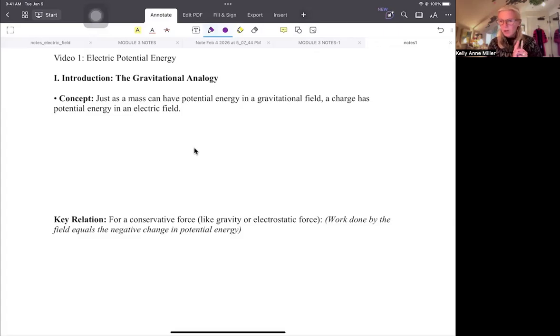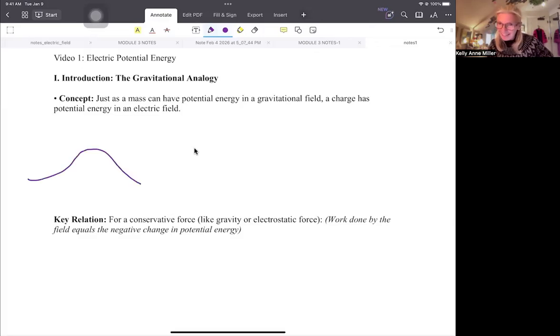Okay, so remember mechanics: if you have something that has mass, and you put it in a gravitational potential field, we say that that mass has potential energy. So just as a mass can have potential energy in a gravitational field, a charge can have potential energy in an electric field. So let's talk about that analogy for a second because I think it helps.